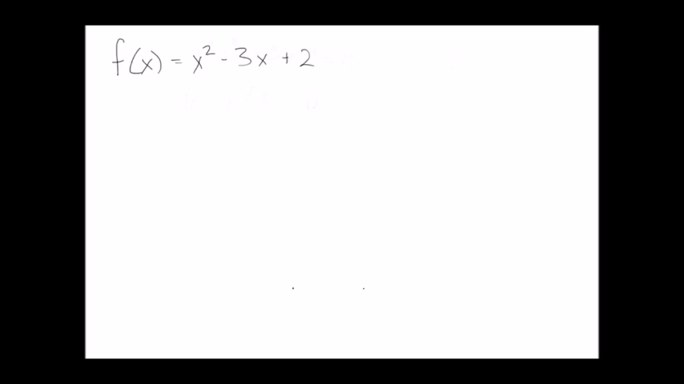The y-intercept is the easiest to find. It just involves plugging in 0 for x. So the y-intercept is going to be the value of the function when x is equal to 0. So that's going to be 0 minus 3 times 0 is 0 plus 2. So that means that I have a y-intercept at x equals 0, y equals 2.